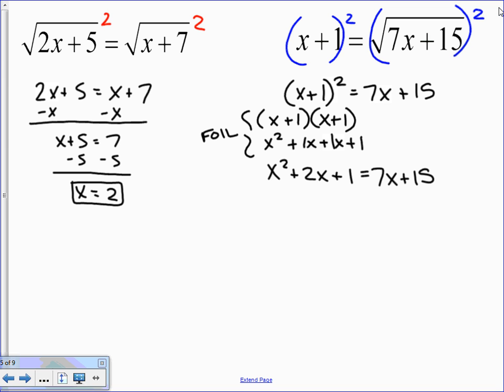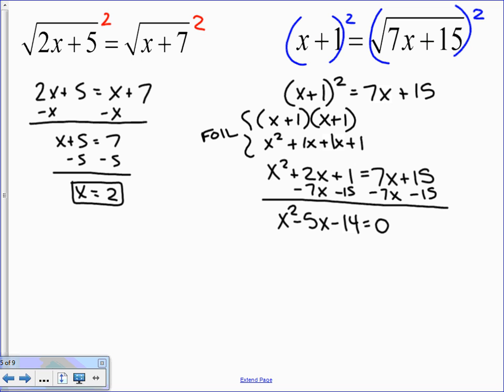So yeah, you notice that you have x's on both sides and numbers on both sides. Let's get everything on one side. So I'm going to subtract 7x, and then I'm going to subtract 15. So I have x squared minus 5x minus 14 equals 0.